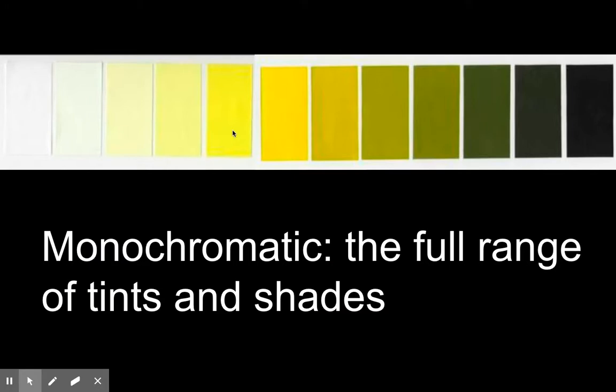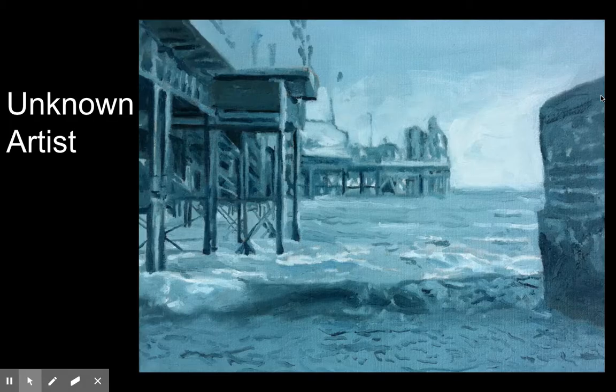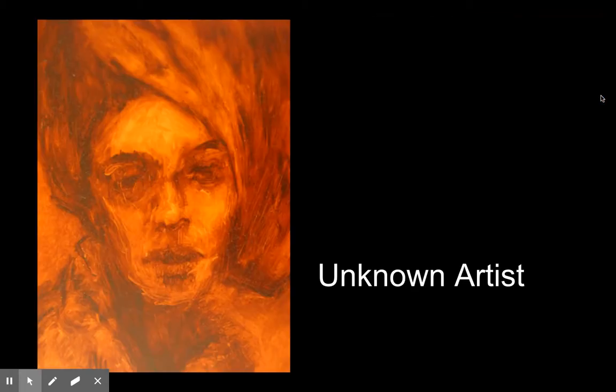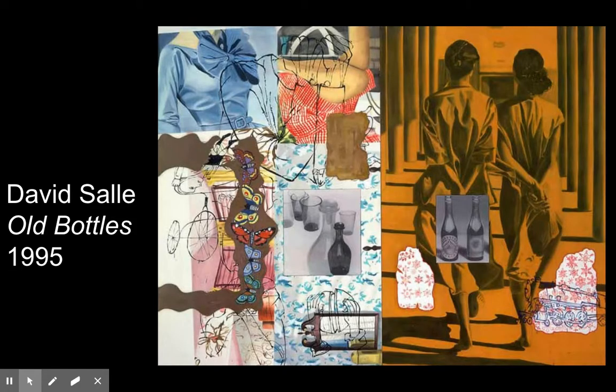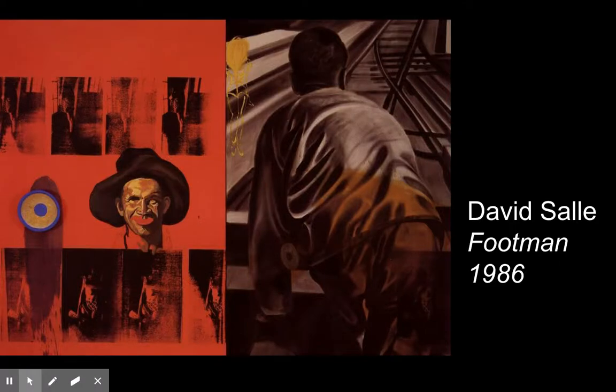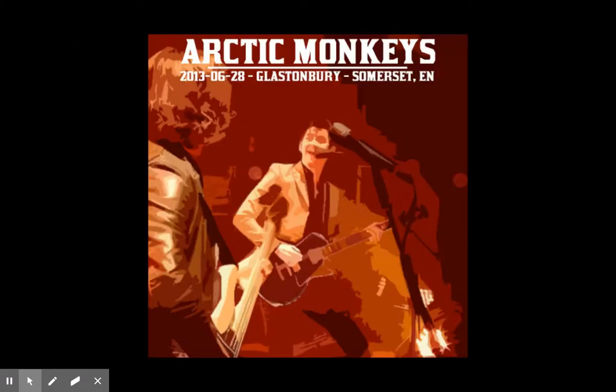So when you put together a full range of tints and shades, you get what's called a monochromatic color scale, the full range of a color from white to black. So these are just a few examples of artworks that had monochromatic color schemes that I found online, just so you can see that this kind of color scheme pops up fairly regularly in well-known artworks. So these are all different versions of monochromatic color schemes. This one's not exactly monochromatic, but it is more or less.